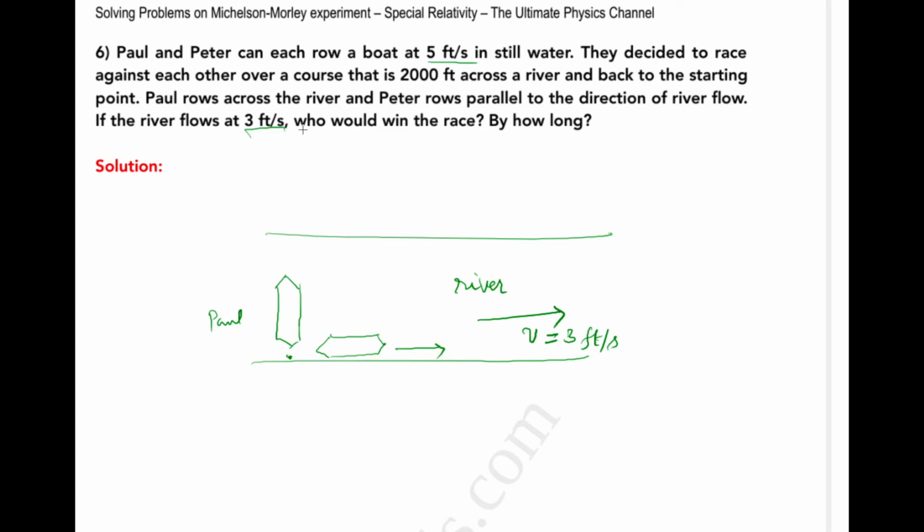Now, how much is the course? The course is 2,000 feet. So if they choose points on the bank, let us call them point A, B and C, the distances AB and AC are 2,000 feet. The distances are 2,000 feet in each case. And now we can calculate.